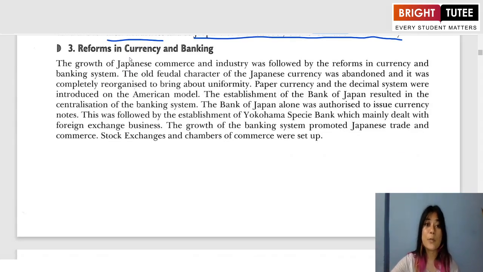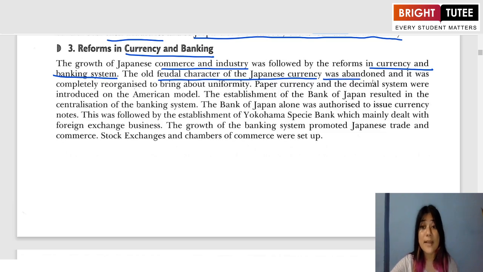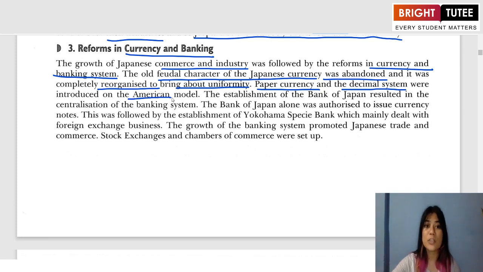Now let us see what was happening with currency and the banking services. With the growth of Japanese commerce and industry, there was also the growth of a currency and banking system in Japan. The old feudal character of the Japanese currency was now abandoned, and the currency system was completely reorganized to bring out uniformity among the people in Japan. Paper currency and the decimal system were introduced on the basis of the ones used in America.